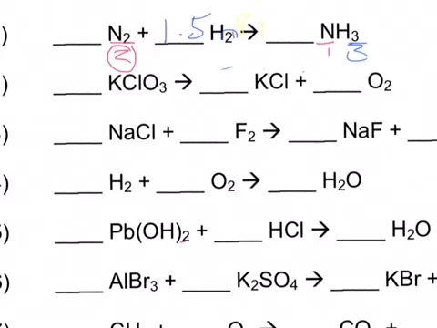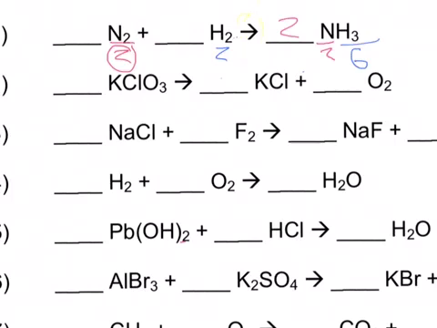So what we need to do instead is start with our nitrogens. Let's put that back at 2. Over on our reactant side we have 2. On our product side we only have 1. So let's multiply this times 2. And that gives us 2 nitrogens. That also changes our hydrogens over on our product side. 2 times 3 equals 6.